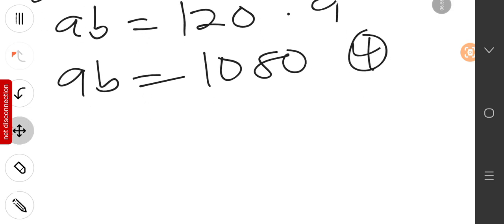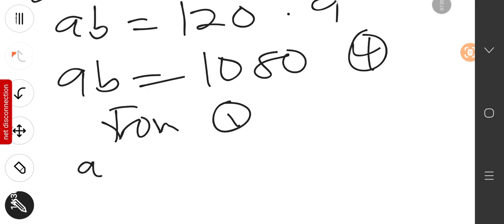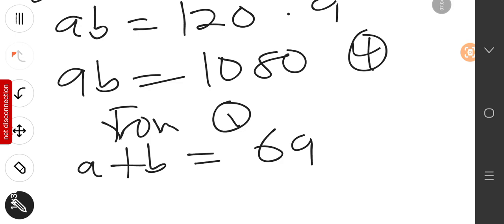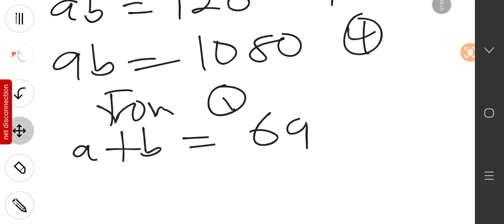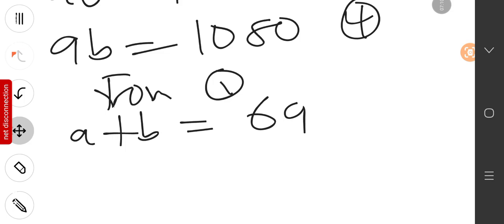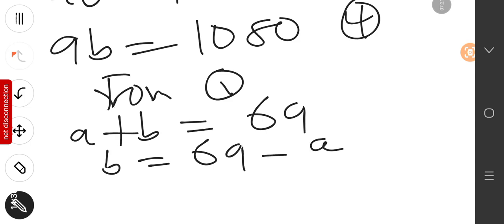Now from equation 1, A plus B has been given as 69. Let's verify by putting equation 1 into equation 4. But before we do that, let's make B the subject of the equation. So B equals 69 minus A. Now let's put B equals 69 minus A into equation 4.